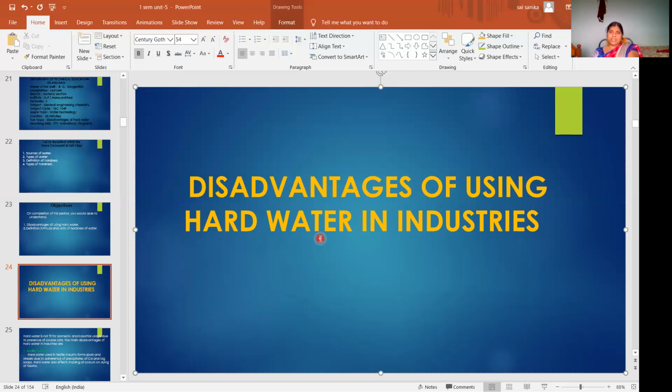So lather will not be produced. What will be formed? Precipitate will be formed. That precipitate will go and stick onto the clothes, and some spots and stains will be formed on the cloth. Like that, in domestic purpose also some disadvantages will be there, but in your syllabus only the disadvantages of using hard water in industries. So when you use hard water in industries, what are the disadvantages? Now we will see that.